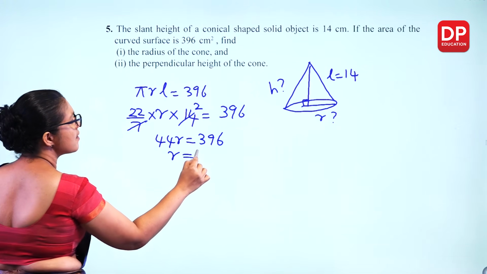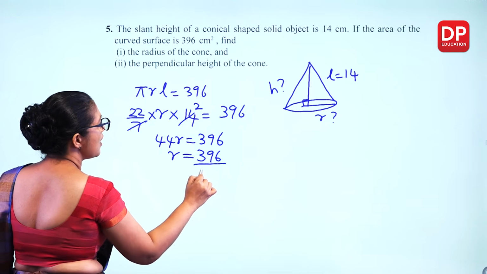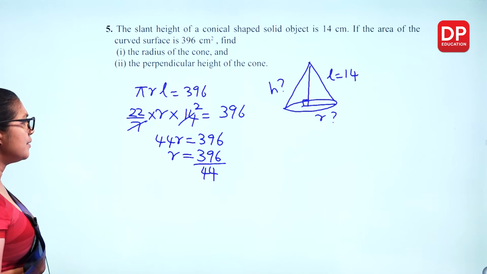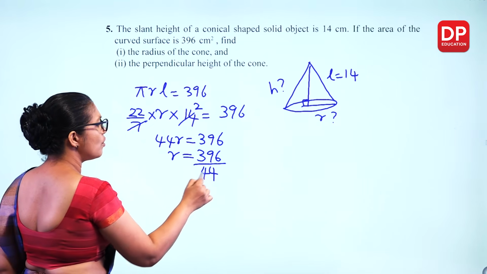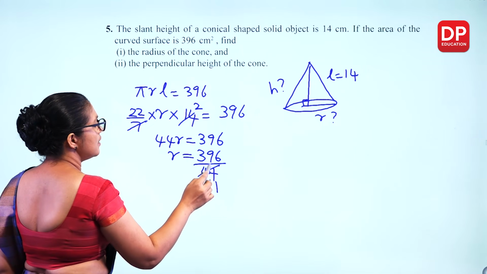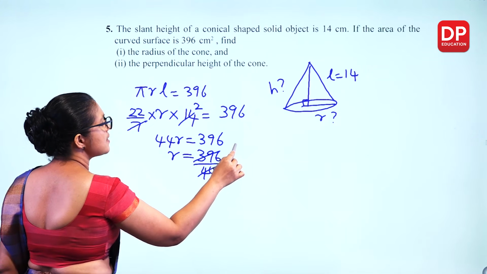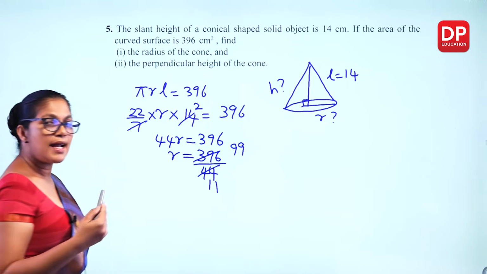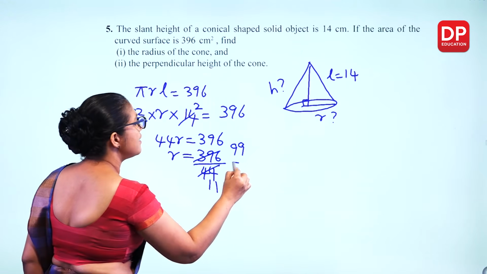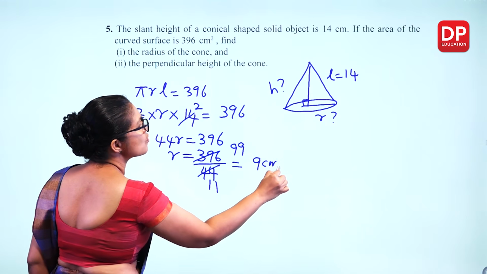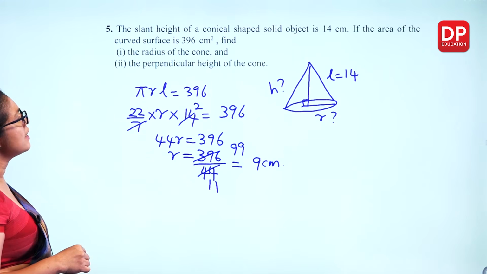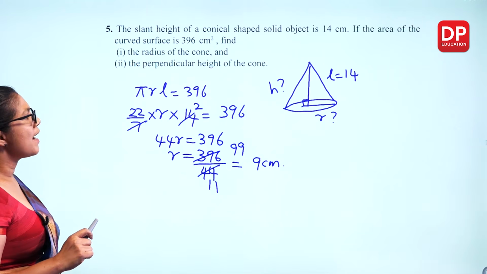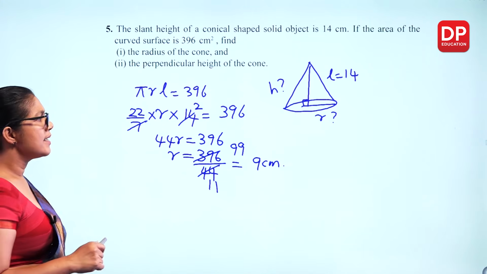So what is r? Divide by 44. So you can divide by 4. 4 times 11, 4 times 9, 36. Again 9. So 99 over 11 is 9 centimeters. So the radius of the cone is 9 centimeters. Now we can find out the perpendicular height.